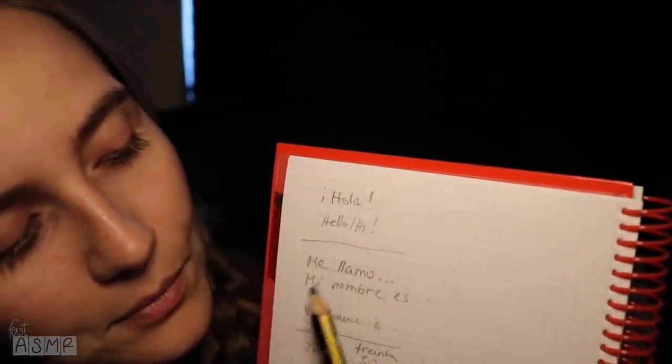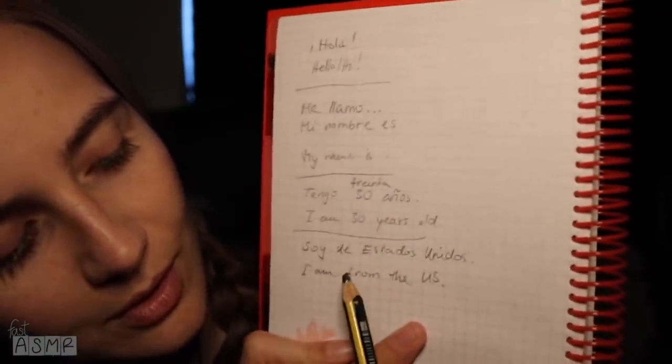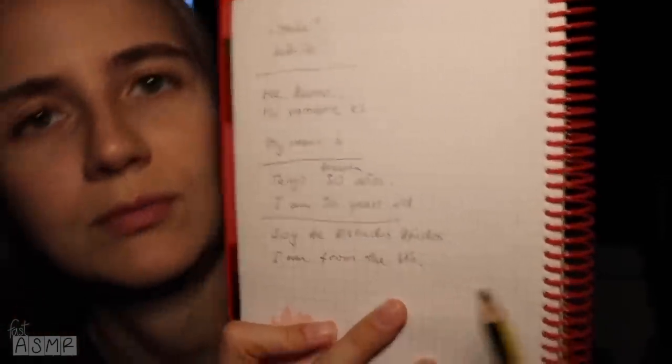So, I think that's the most important information that you can tell someone upon meeting them for the first time. So let's repeat that. We are going to say, hello, my name is Juan. I'm 30 years old. I'm from the US. Hola, me llamo Juan. Tengo 30 años. Soy de Estados Unidos.